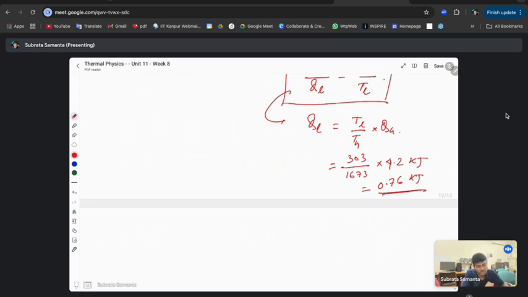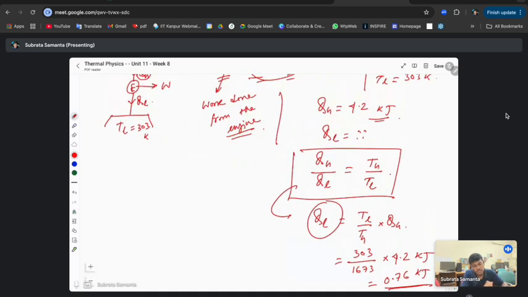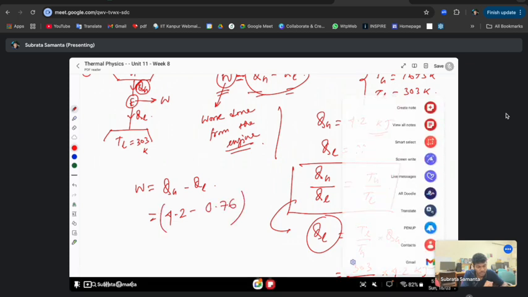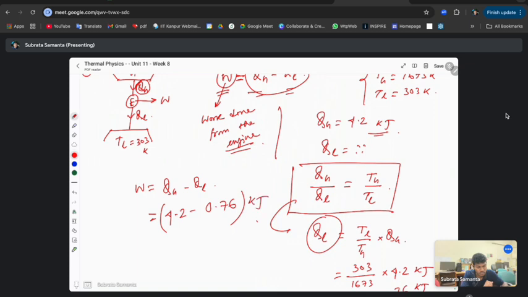Once you know this, the next step is very simple. You just calculate the difference, QH minus QL. QH is 4.2 minus 0.76 kilojoule, so this is basically 3.44 kilojoule. Yeah. Any questions?